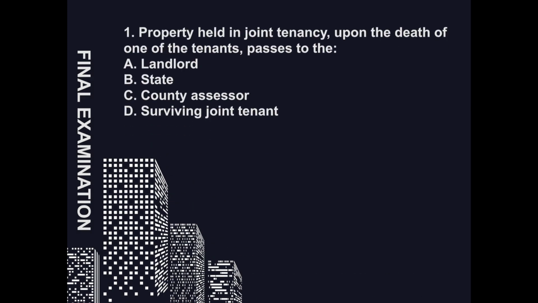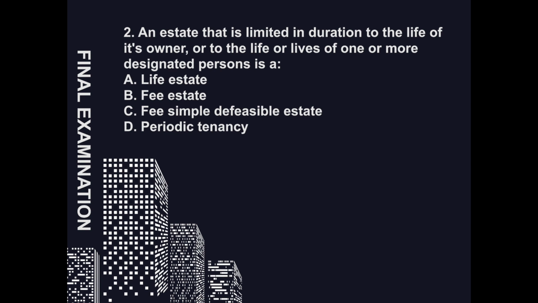Property held in joint tenancy, upon the death of one of the tenants, passes to the surviving joint tenant. An estate that is limited in duration to the life of its owner, or to the life or lives of one or more designated persons is a life estate.